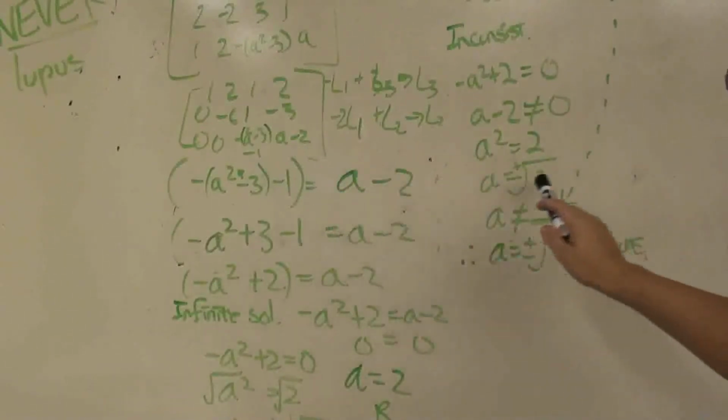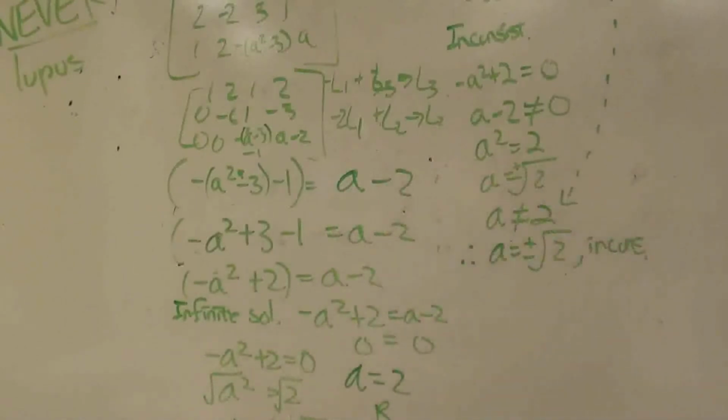So on the left side, if you use this a value, it will be 0, but on the right side, it will give you some number. If that's the case, by default, that is inconsistency, right? Because it's 0 equals some number. So because of that, it is inconsistent if a equals plus or minus square root 2, as shown here, right? So that's easy, inconsistent.